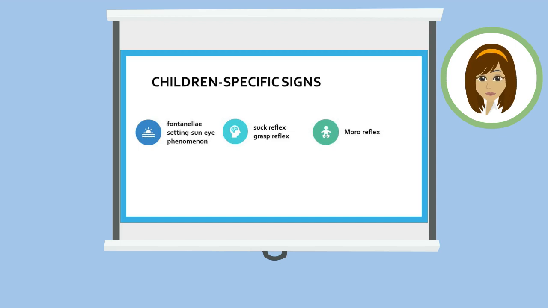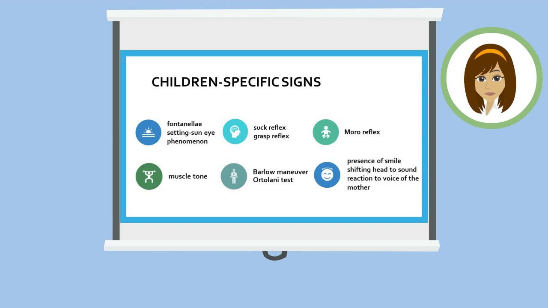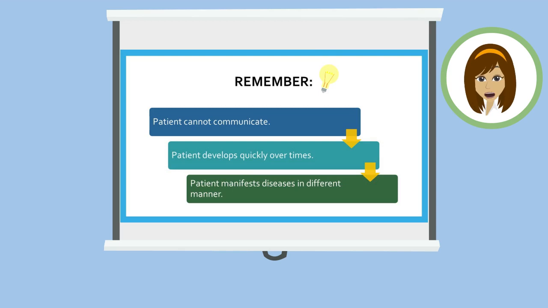We need to have a look at the muscle tone of the palms and the fists, and the upper and lower limbs inflection, the Barlow maneuver, and the Ortolani test for congenital luxation of the hip, the presence of a smile at the age of 6 to 8 weeks, the reactions to the voice of the mother and shifting the head to follow the sound, and many more. The psychomotor development of the child must be examined thoroughly and appropriately to the stage of development of the child. Therefore, the list is not exhaustive.